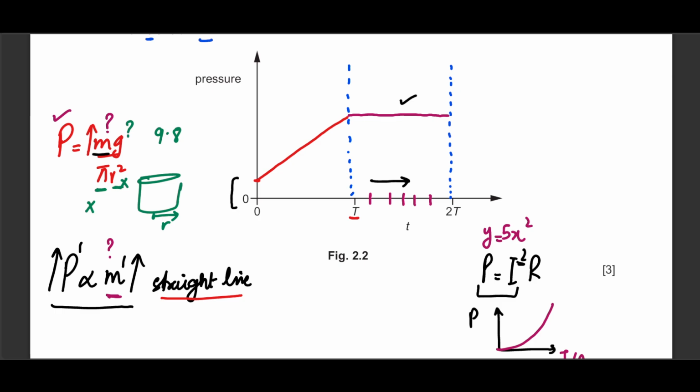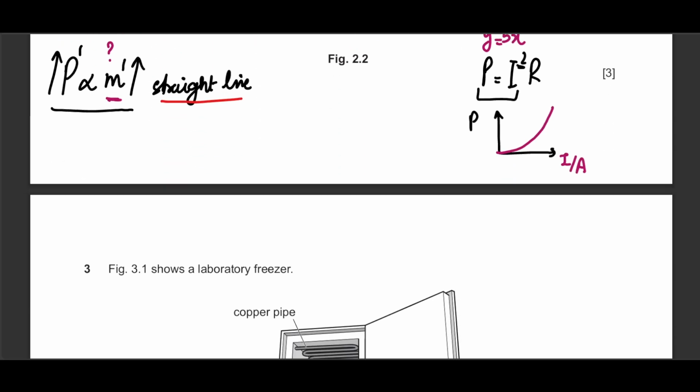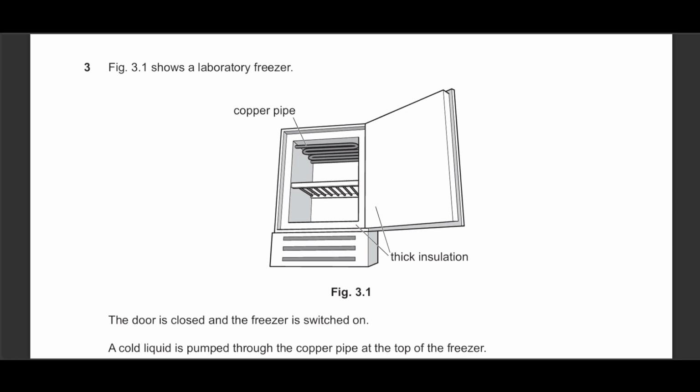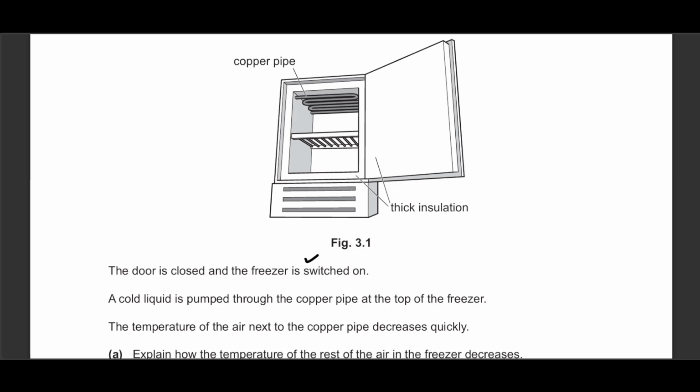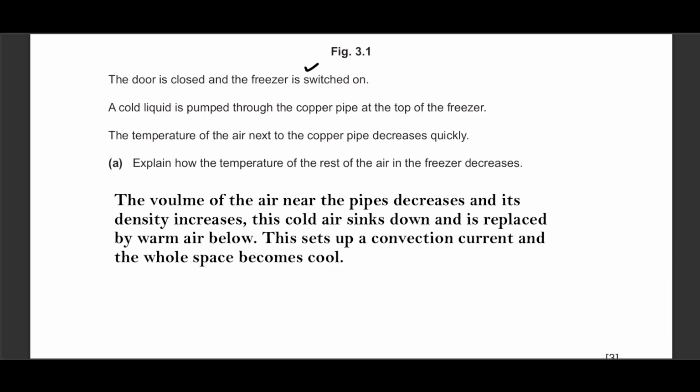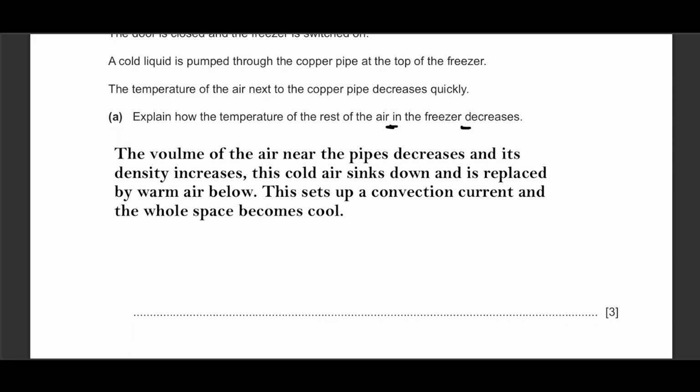Remember, this is going to start from a non-zero value, and keep an eye out for these types of questions in the future. Question number 3 is conduction, convection, radiation. He says the door closes, the freezer switches on, and a cool liquid flows through the pipes so that it can cool down the rest of the things in the system. He says explain how the temperature of the rest of the air in the freezer decreases. He's asking you how it cools down.